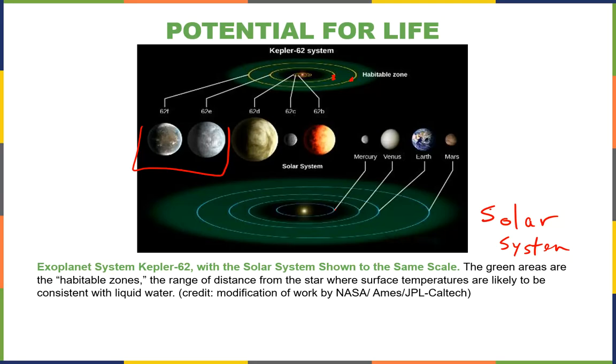Now, if you look at the inner one, that's 62E, it's right on the inner edge. So it's more likely to be Venus-like than Earth-like. Could support life, but not so likely. You look at the outer of those, and it's more like the position of Mars. Maybe a little too cold, but maybe it's reasonable to support life there. And so astronomers look at these and they get excited. Let's look and see if we can find signs of life there.